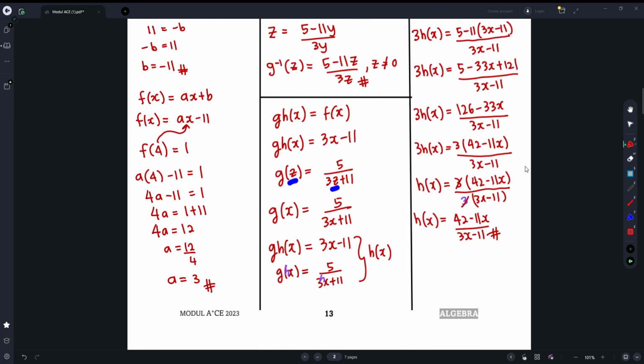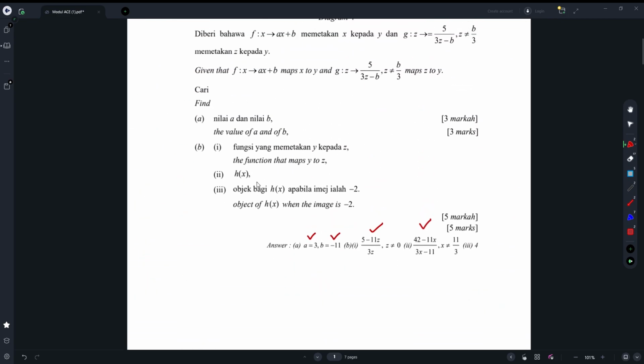And as I mentioned earlier, whenever you get a fractional function, you have to indicate the undefined value. So very simple, take the denominator, put in an equal sign and make it equal to 0 and make x the subject here. So 3x is not equal to 11 and x is not equal to 11 over 3. And this statement you must write here as your final answer. Okay, so that is the end of hx.